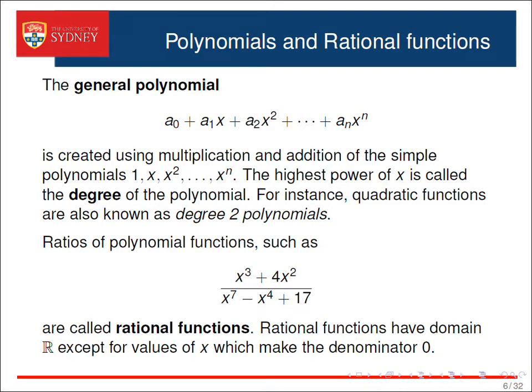Ratios of polynomial functions, such as the following, are called rational functions. Such functions always have domain all real numbers, except the values of x, which make the denominator 0.